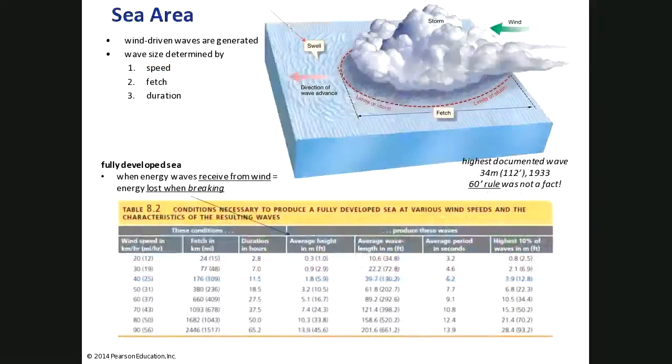Of course, out in the sea, different things cause waves. For example, a storm front moving from east to west is going to cause a bunch of swells to form out in front of it. The wave speed in this case is going to be determined by the speed of the wind, the fetch. We all remember what fetch was from last week.